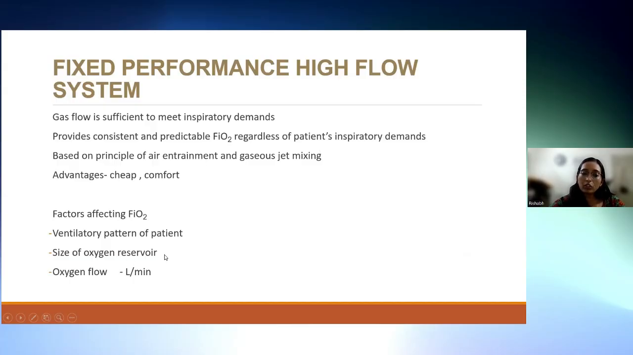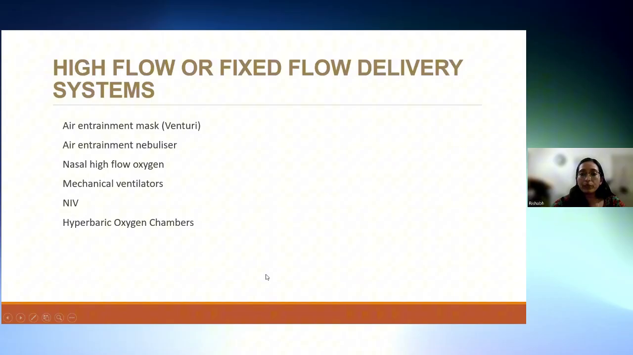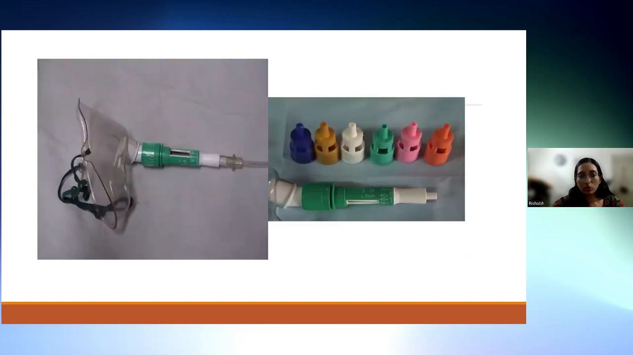So the factors which govern these fixed performance systems are the ventilatory pattern of the patient, the size of the oxygen reservoir, and the flow. The examples are the nasal flow oxygen, the air entrainment mask, the venturi mask, the mechanical ventilators, NIV, and hyperbaric oxygen chamber. So coming on to the venturi mask.